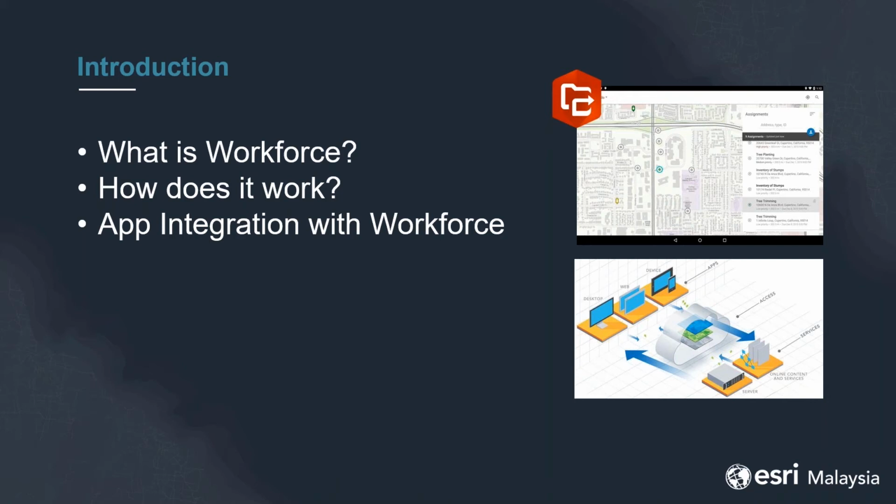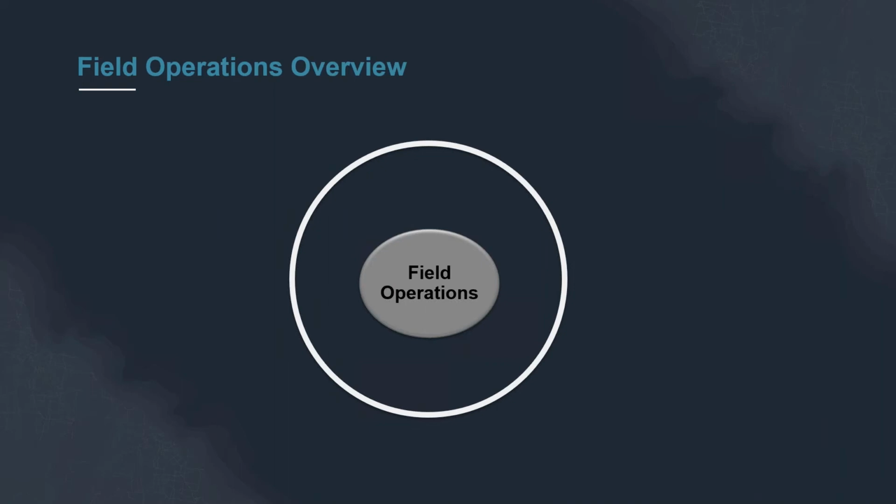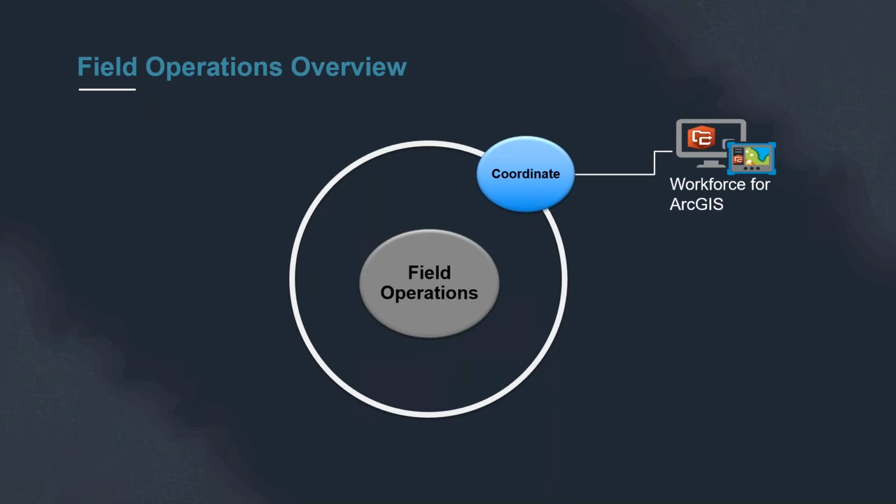So firstly, we have a quick look at pretty much all the field operation apps that Esri does provide, and where workforce sits in with those applications. So workforce sits as our major coordination app within the Esri ecosystem. We can use workforce to set assignments for our mobile workers, to get information on where they are, and also to provide them with the information on where they need to go and other references they might need.